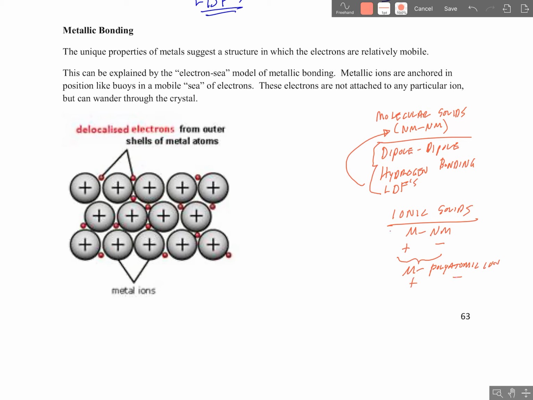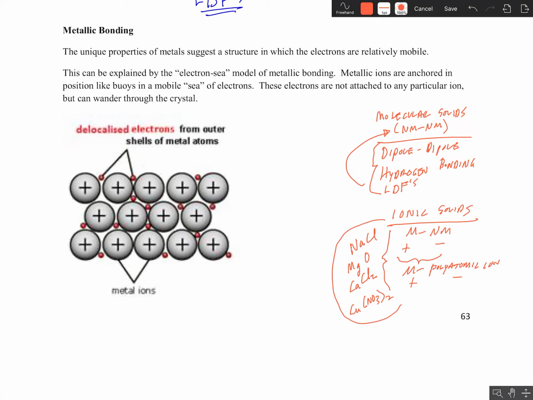Examples of those are pretty simple. We could have NaCl, MgO, CaCl2. We could even throw in something like Cu(NO3)2. So these are all examples of ionic solids.